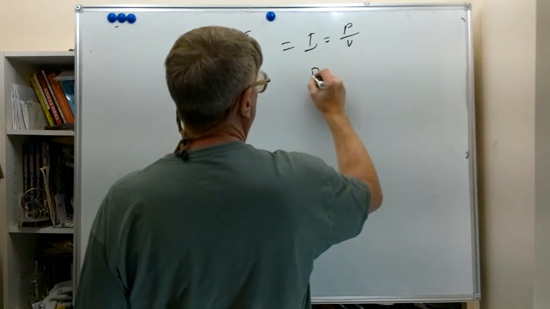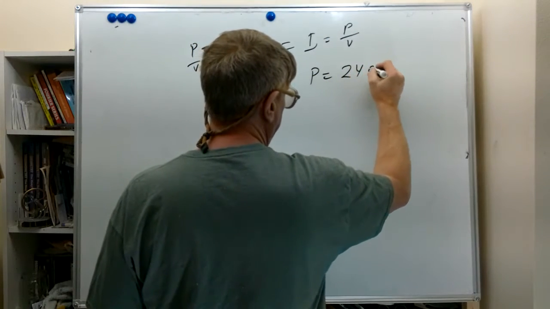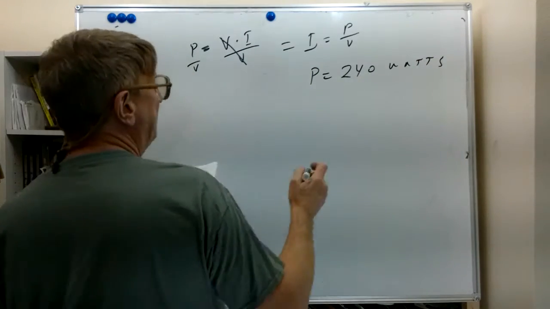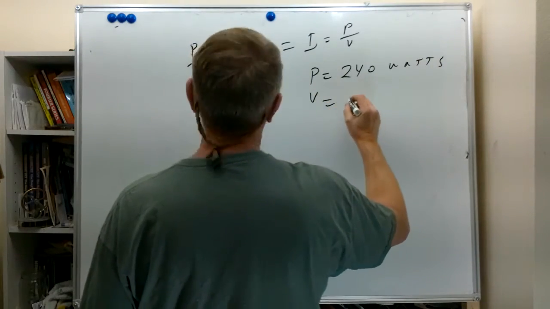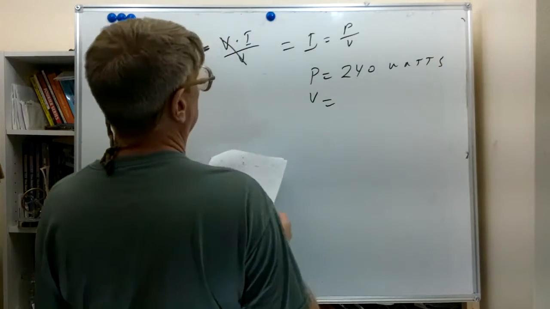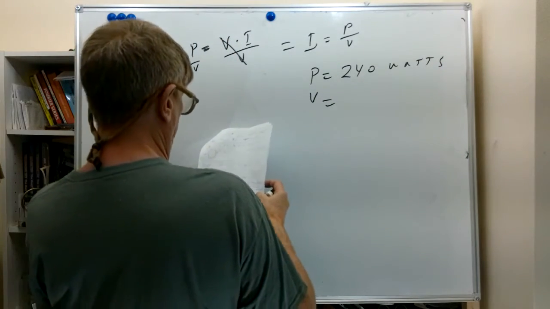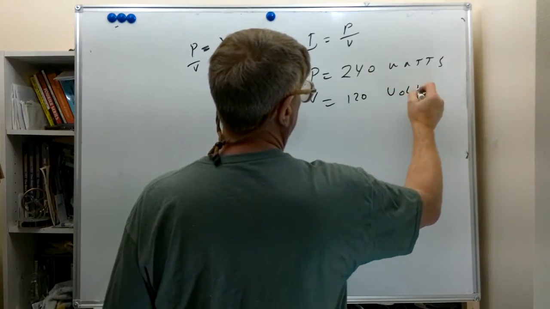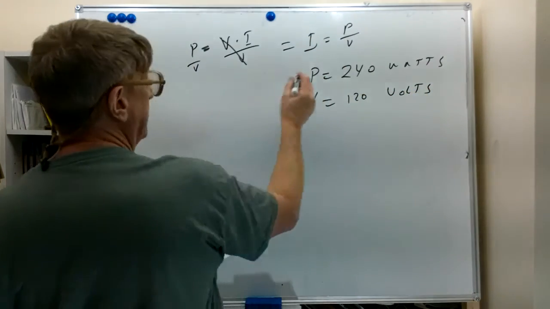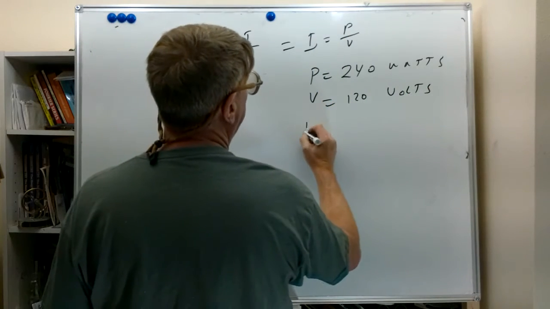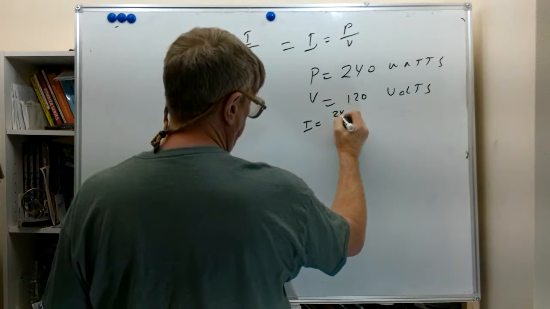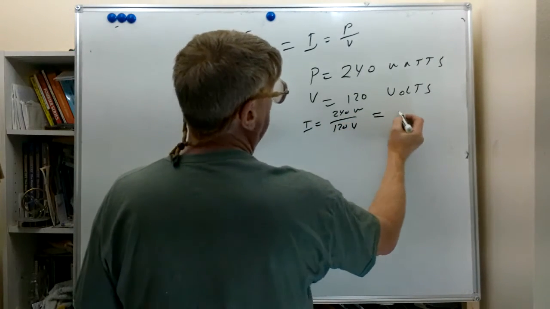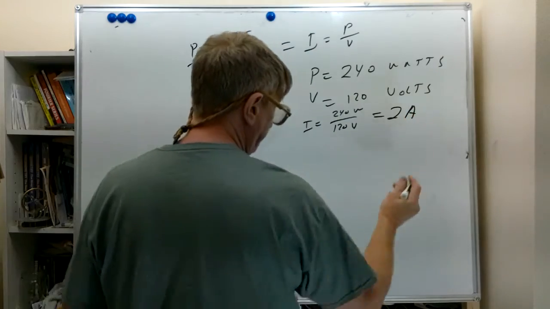So we have a power of 240 watts. We have a voltage equal to 120 volts. And using this formula, I equals P over V, we have I equals power, 240 watts, divided by 120 volts, and that comes out to 2 amps.